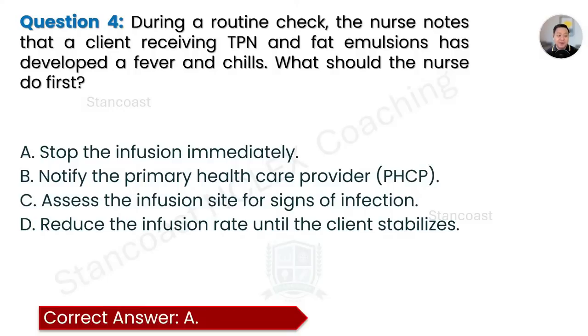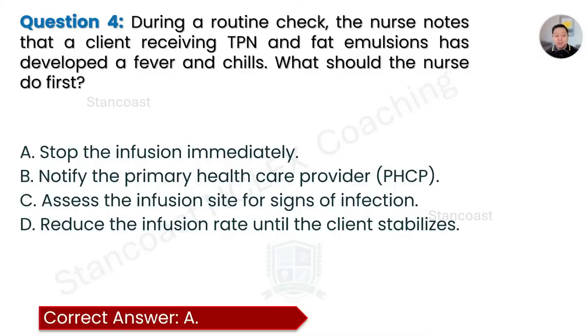Letter D, another incorrect option, which is reduce the infusion rate until the client stabilizes. Well, this is not appropriate in this situation. It does not eliminate the potential source of infection, nor does it address the urgent need to stop the infusion entirely. And so this option does not really align with the best practices for managing complications of TPN.